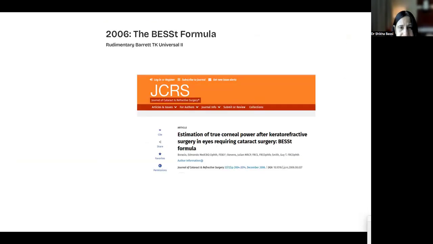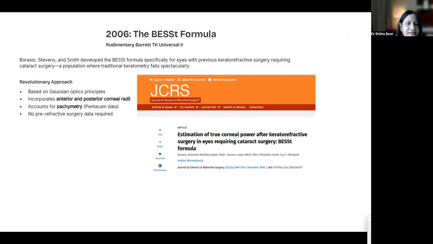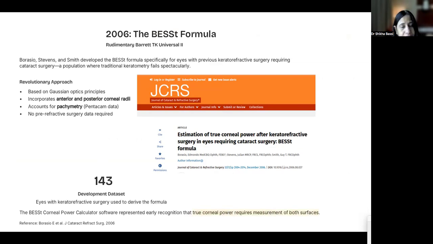And I want to share this interesting 2006 paper from JCRS, which I like to call a rudimentary Barrett TK Universal 2, because this formula by Bozario, Stephen, and Smith et al. is based on Gaussian optics principle. It incorporates anterior and posterior corneal radii and the pachymetry. This was actually a data set of 143 eyes that had undergone keratorefractive surgery. They were used to calculate this formula, which was validated on 13 eyes, and it gave an accurate result.